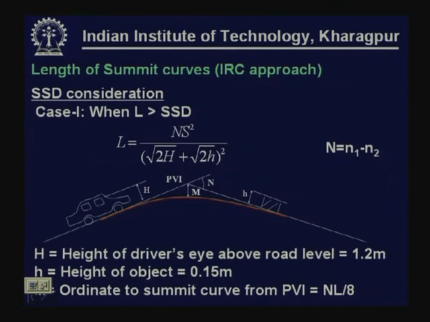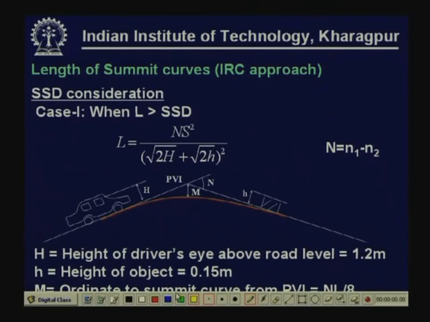Summit curve length may be designed for providing the required SSD, stopping sight distance. It may also be designed to provide the requirement of overtaking sight distance or passing sight distance. First, let us consider the SSD criteria, stopping sight distance. When we are considering the stopping sight distance, then again there are two possibilities.